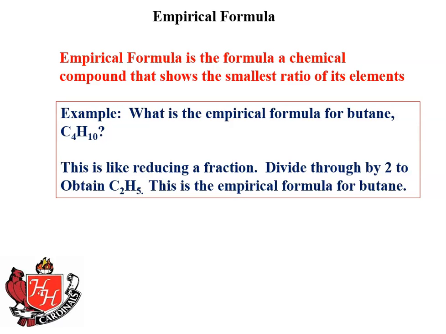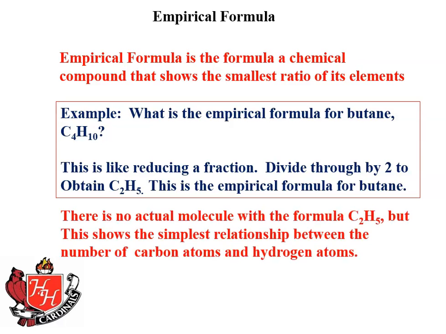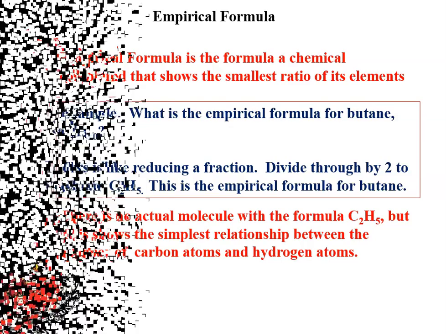So let's do an example. What's the empirical formula for butane? So this is like reducing a fraction. You divide through by 2 to obtain C2H5, and that would be the empirical formula for butane. 2 carbons for every 5 hydrogens, but the actual formula is 4 carbons and 10 hydrogens. There's no actual molecule with the formula C2H5, but this shows the simplest relationship between the number of carbon atoms and hydrogen atoms.